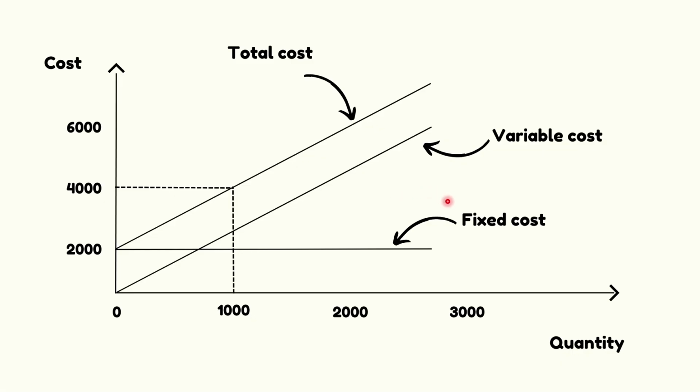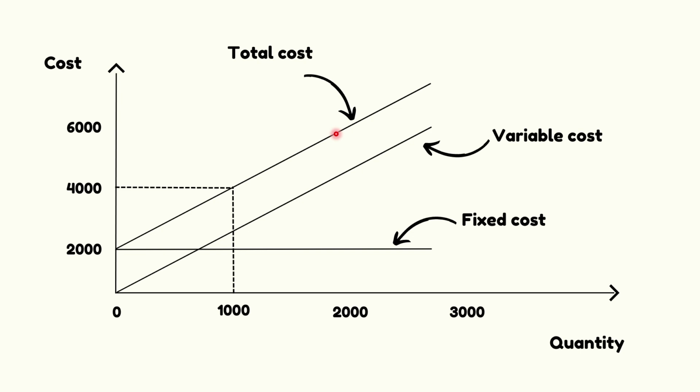Here you can see the fixed cost curve, variable cost curve and total cost curve. Let's talk about the total cost curve. It starts at the fixed cost amount 2000. Then it will increase as the production goes up. Also, an important thing to note is that the total cost curve is parallel to the variable cost curve. These two lines are parallel to each other.